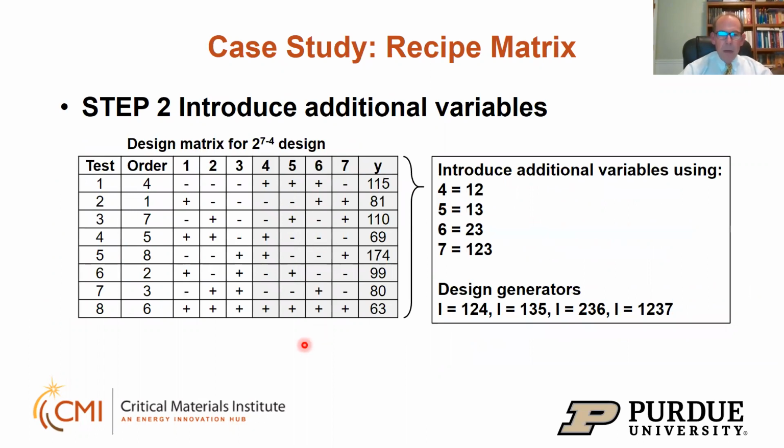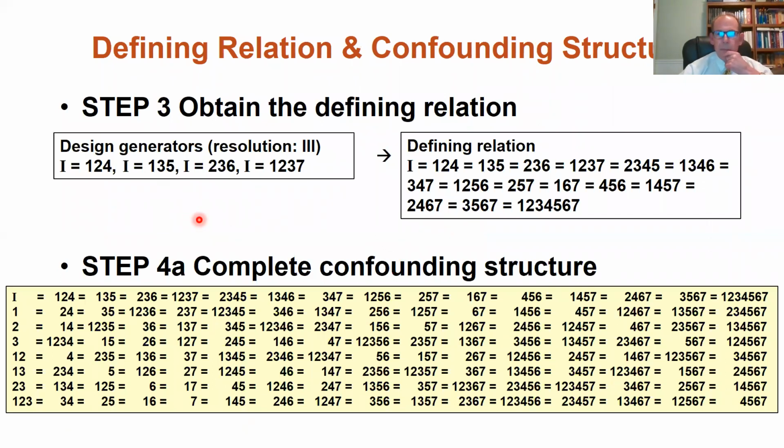All right. So now we use the generators here, and here the recipe is written out for this 2 to the 7 minus 4. Here are the responses. I'll just note that because we have a 2 to the 7 minus 4, there are 4 generators, right? We have this for the defining relation. There are the 4 generators, and then we're going to have 4 choose 2, so that'll be 6 additional words in the defining relation, and we're going to have again 4 if we consider the generators 3 at a time. So we have to worry about the generators 1 at a time, 2 at a time, 3 at a time, and then all 4 at a time. The complete confounding structure is written down here. Kind of messy, but it's doable.